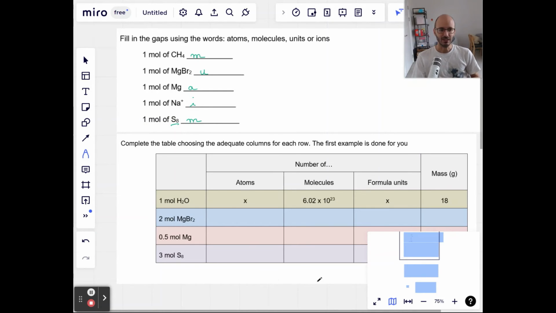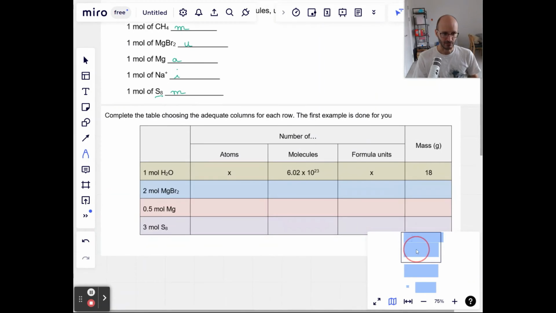Perfect, so next bit is to complete this table. They've done the first row for you. For example, when you have 1 mole of water, you don't have atoms, so cross it out, you don't have units, but you have molecules. How many? These ones. What is the mass of 1 mole of water? That's the molecular mass, or the molar mass, which is 18 grams. Perfect. Could you do the same with the rest of the table? Have a think, maybe pause the video.